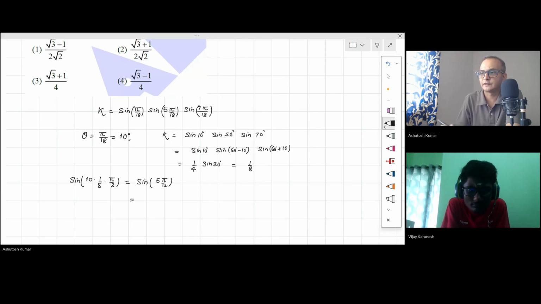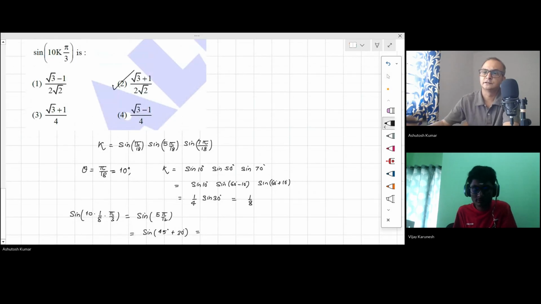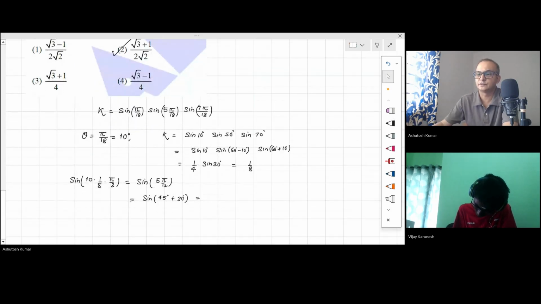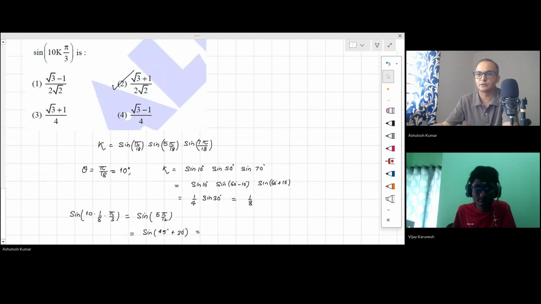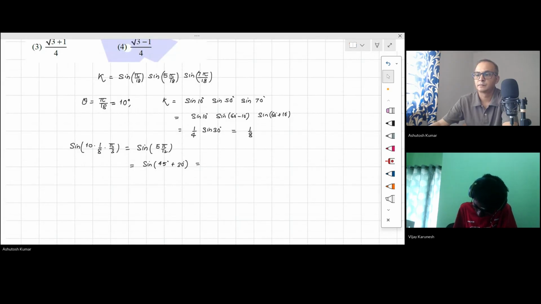And 5 pi by 12 is 75 degree, correct? So we can write here 45 plus 30, and we can apply sine A plus B. So it's not difficult. It's actually already the answer. We can check this answer too because there is a plus sign in between, and we know it will come in the form of root 3 and root 2. So without solving also we get that it is the correct answer, correct? Yes, sir. Very good. This is the thing you must keep in mind.